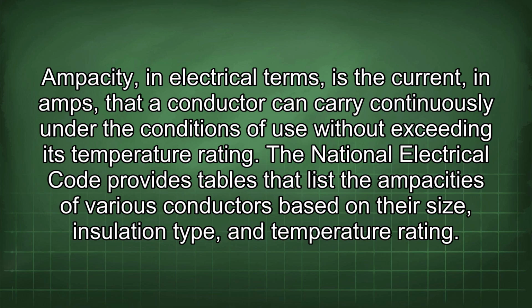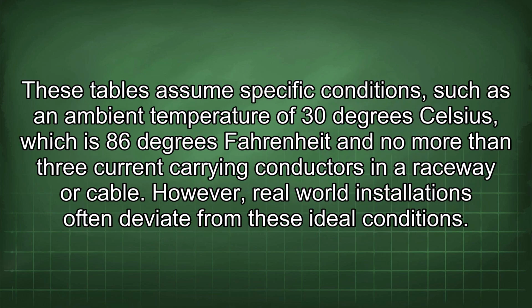The National Electrical Code provides tables that list the ampacities of various conductors based on their size, insulation type, and temperature rating. These tables assume specific conditions, such as an ambient temperature of 30 degrees Celsius, which is 86 degrees Fahrenheit, and no more than 3 current-carrying conductors in a raceway or cable. However, real-world installations often deviate from these ideal conditions.